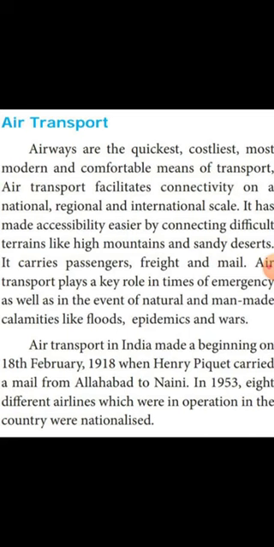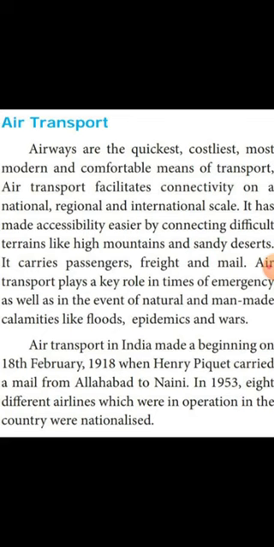Then air transport carries passengers, freight and mail. Freight means goods items. Mail means inland letter, envelope, postcard, courier, parcel services, etc.